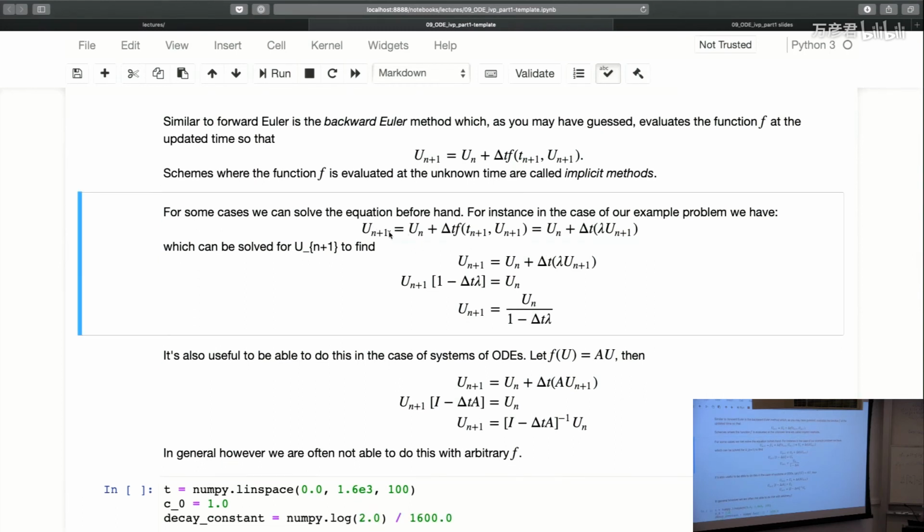We have un plus 1 equals un plus delta t f. If we plug in what f is in our simplified version, we see that it's lambda times un plus 1. And we can solve for un plus 1 by doing some algebra. So just subtracting off delta t lambda un plus 1 to the left-hand side, divide through, and we get this. So this is the new update formula for this particular function f. You can't always do this, unfortunately, but we can in this case. It works well.